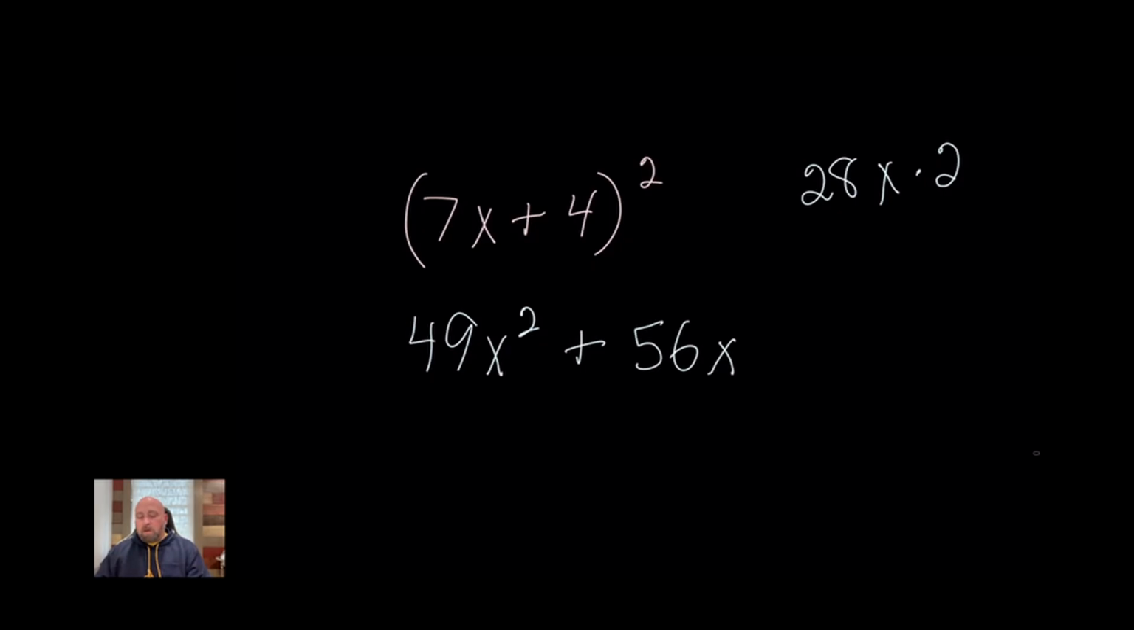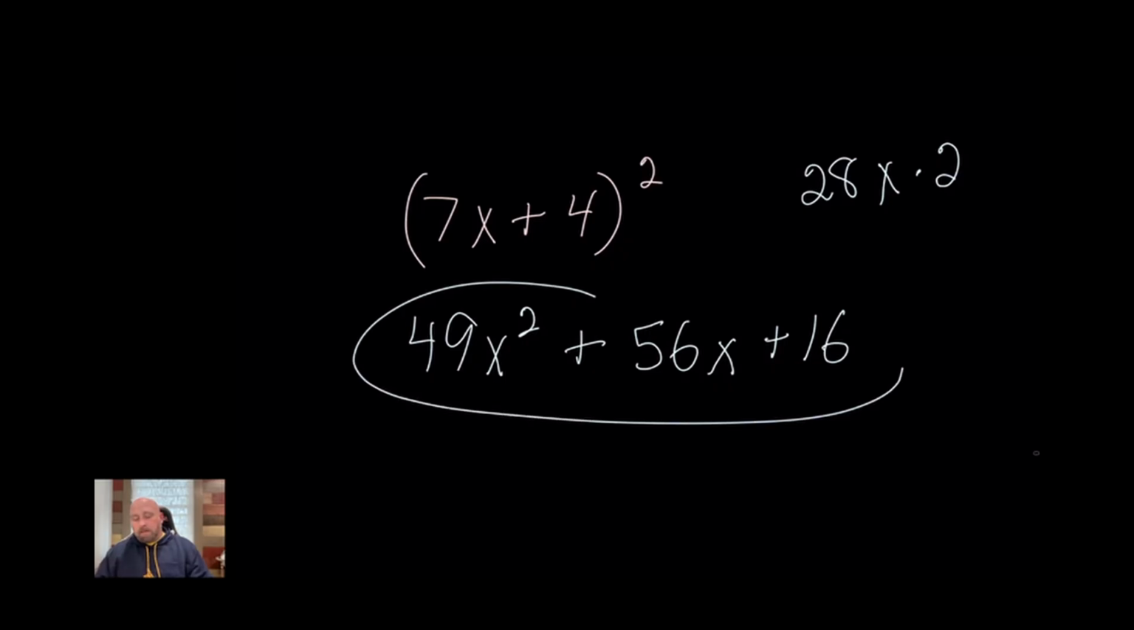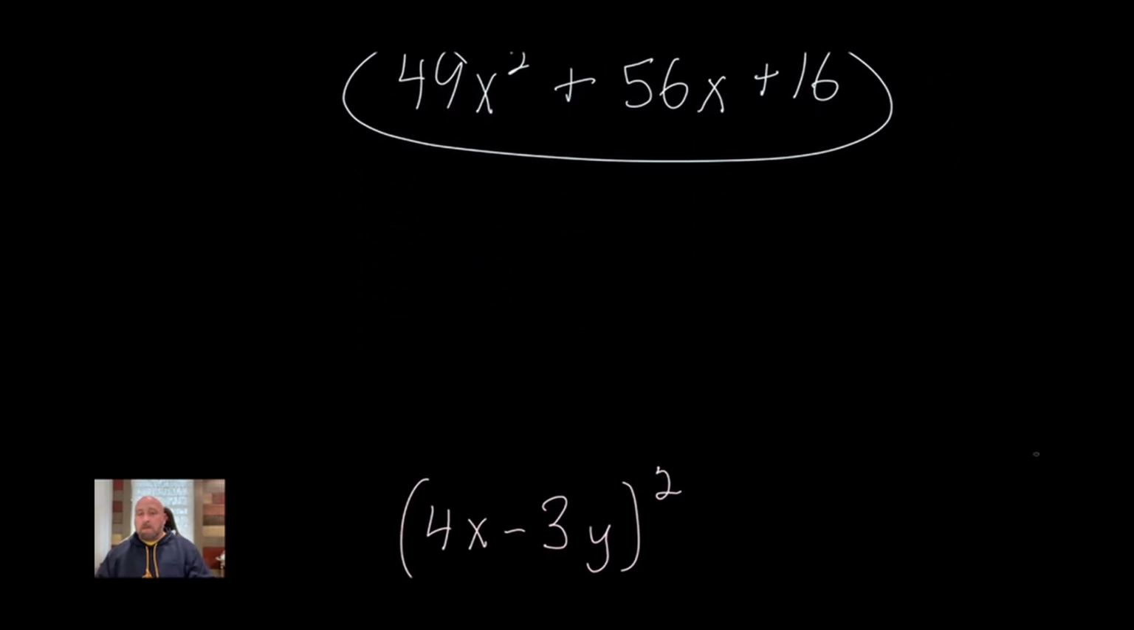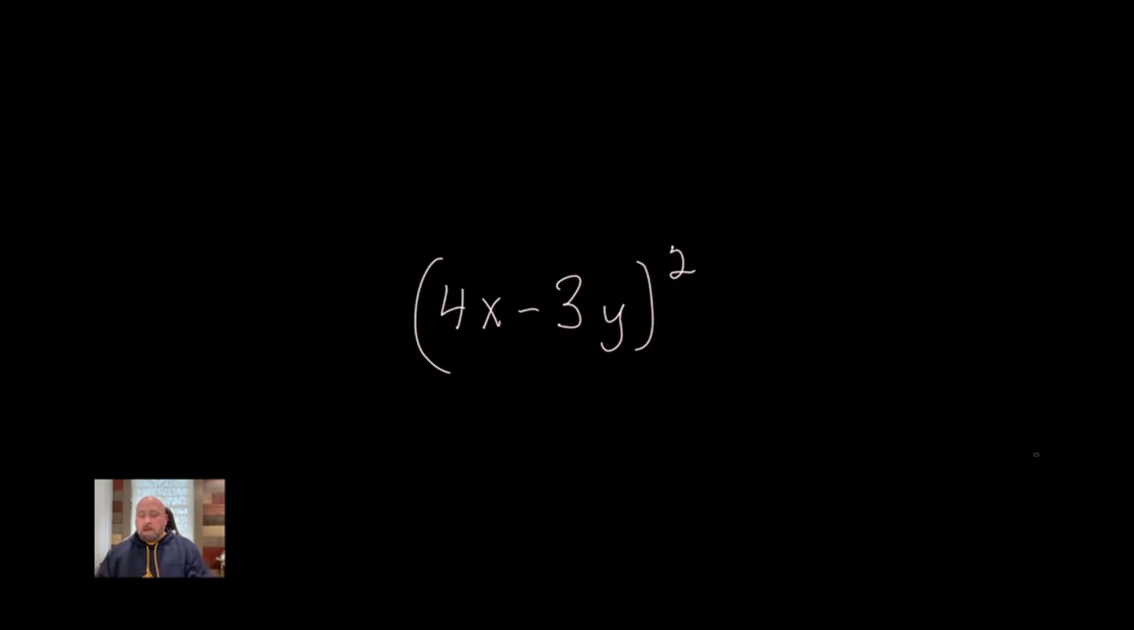And then we will square the last term. So the square of 4 is 16. And so there you go. There is your solution. You do not have to FOIL that one. You can if you want. You're going to end up with the same answer. Okay? All right, here we go.